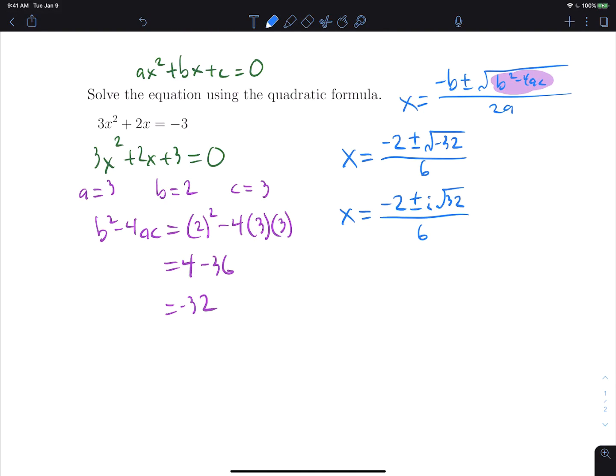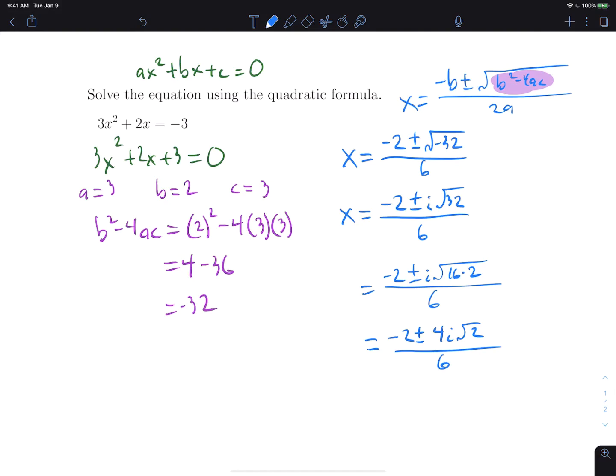And 32, you should think of 32 as 16 times 2. If you're not sure how I get this, go ahead and do a prime factorization tree of 32. Circle the pairs of primes and multiply the stuff that's circled together, multiply everything that's not circled together. You're going to get 16 times 2 all over 6. Then take the square root of each one of these individually. So we have the square root of 16, which is 4, and the square root of 2 will be just the square root of 2. So this is -2 plus or minus 4i root 2 all over 6.